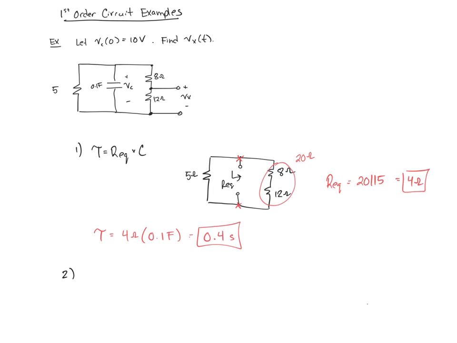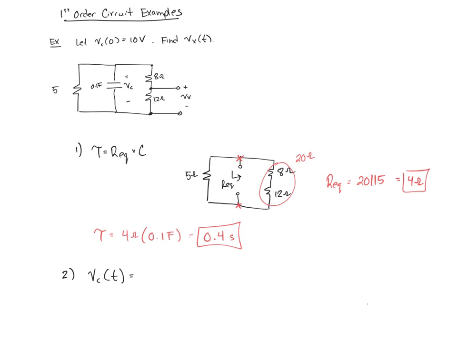Now, part 2 is to apply the general expression for Vc, which is the capacitor voltage. Note we always find the capacitor voltage first in RC circuits, regardless of what we're asked for. In this case, we're asked for Vx, which is across the 12 ohm resistor, but we need to find Vc first. That's the unknown that everything else depends upon.